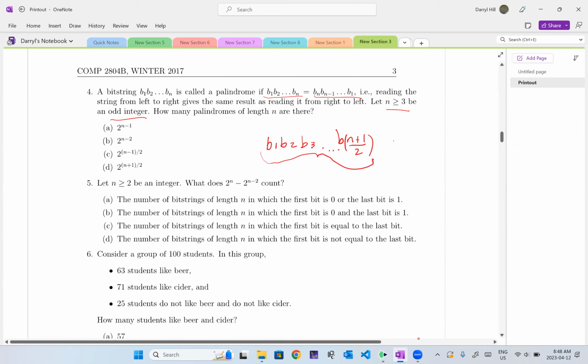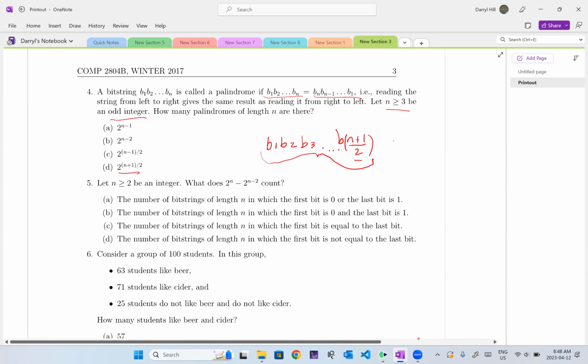the string. Okay, and this is a bit string, so I have 2 choices for each of them. And I have n plus 1 over 2 bits that I'm choosing, and 2 choices for each of them. So it would be 2 to the n plus 1 over 2.